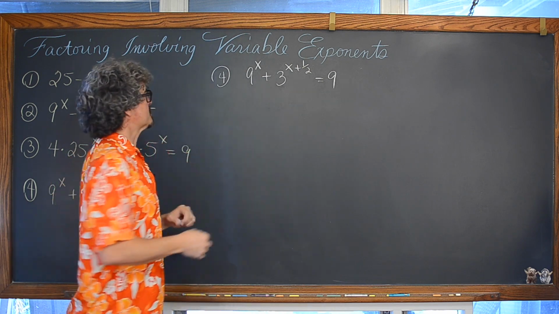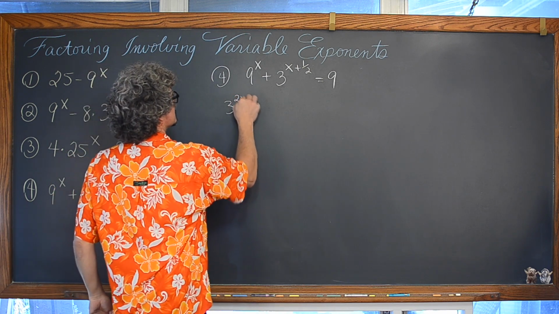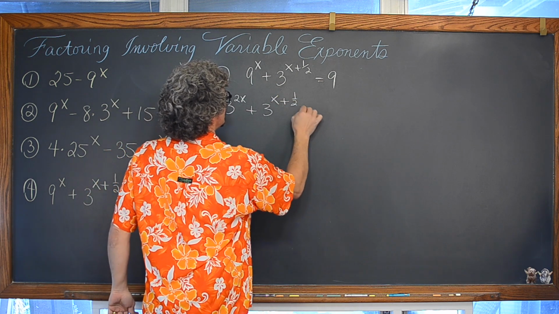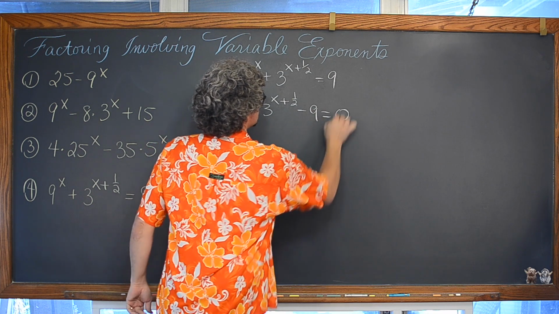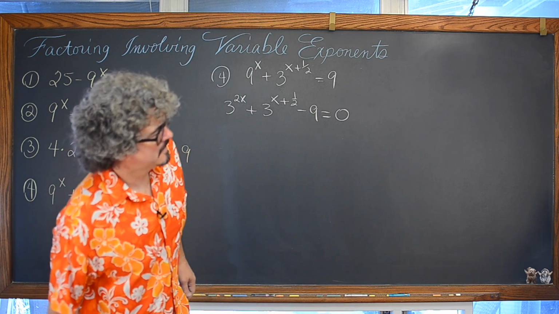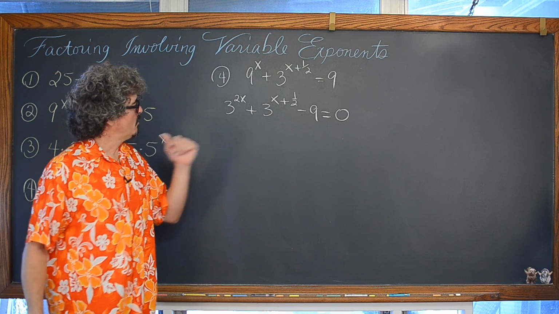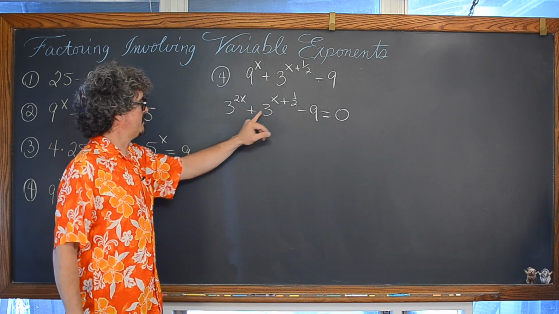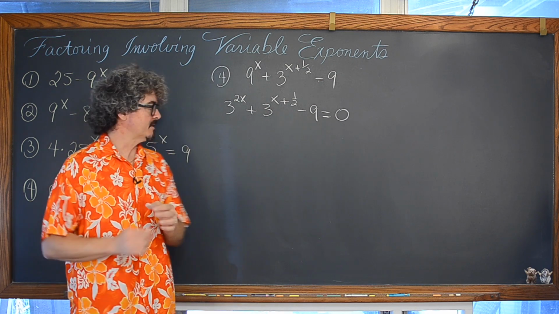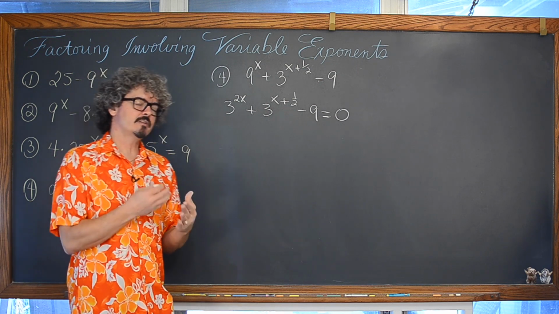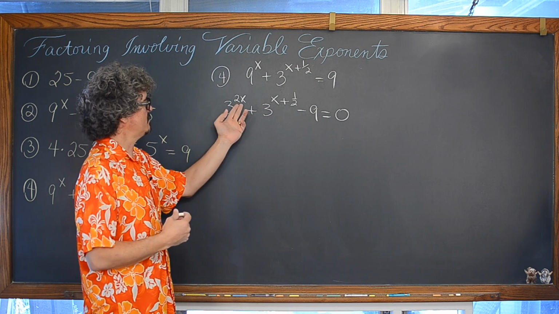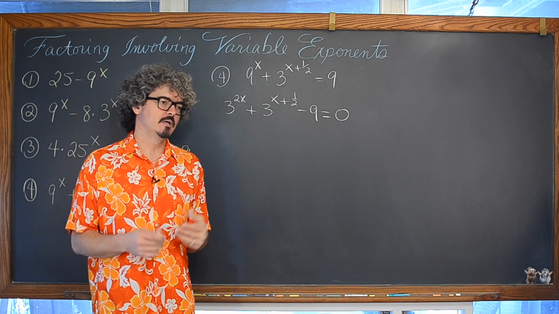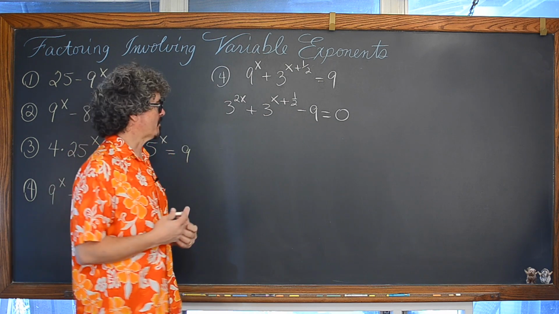And we'll move the 9 over with subtraction. So we have 3 to the 2x power plus 3 to the x plus 1/2 power minus 9 is equal to 0. Okay. Well, we have 3 terms now, and our coefficient here is 1 and a coefficient here of 1, and we have that minus 9. But it doesn't fit that quadratic pattern yet because 2x is not twice as large of a power as x plus 1/2. But we still have another tool in our box.